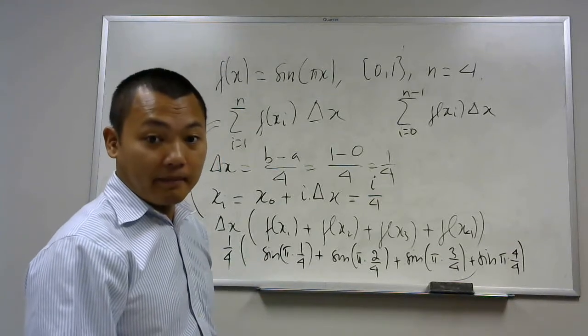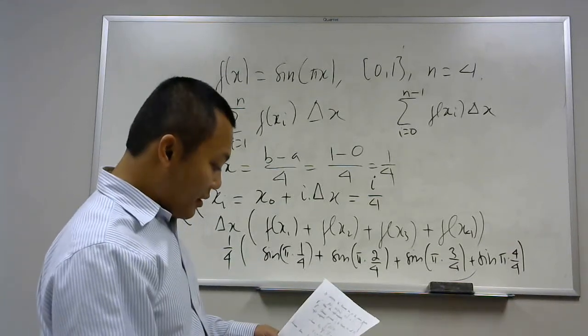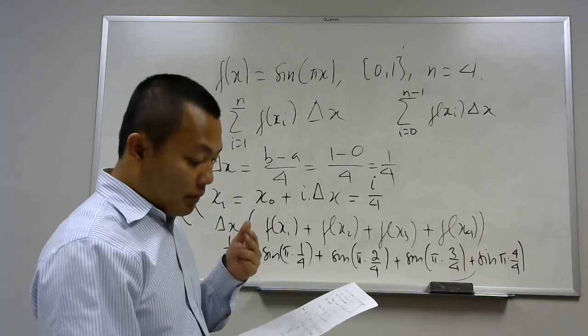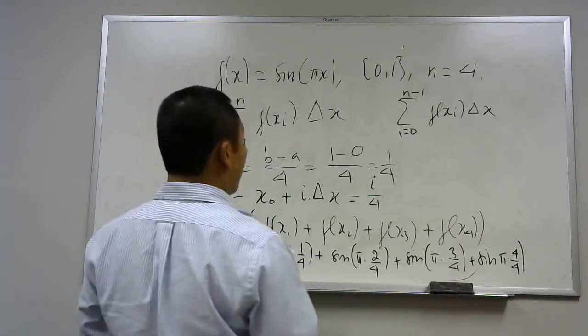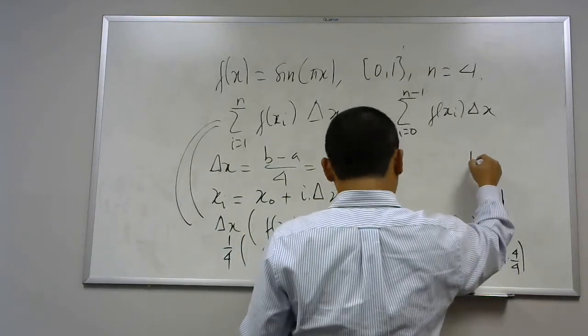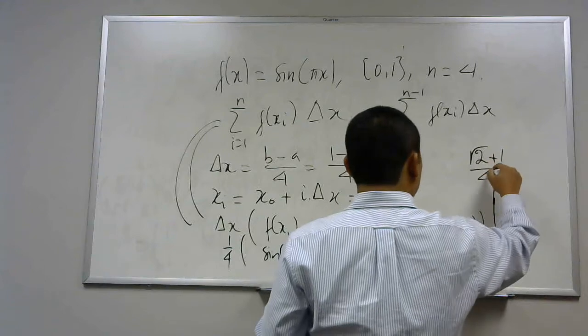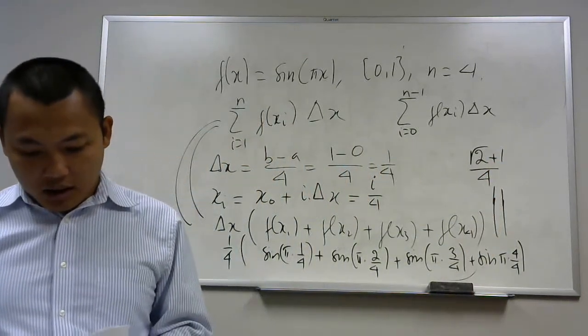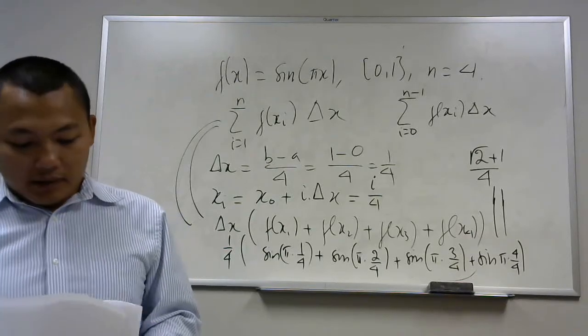And now you just use a calculator to find each term and then sum them up, you get the answer. Okay, so the answer you can see is about square root of 2 plus 1 over 4. So the answer. Please do that yourself and check with my solution. Alright, that is the third question.